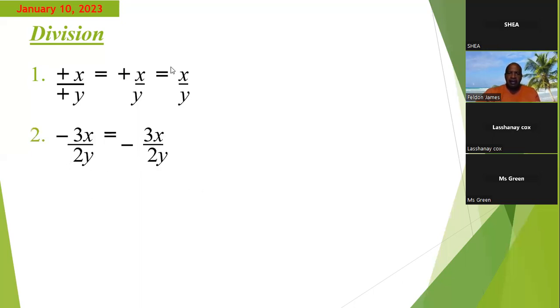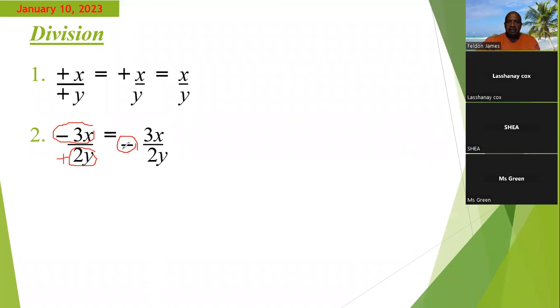The second one here, in the numerator of this fraction, we have negative what? Negative 3x. In the denominator, there's no obvious sign in front of it, but we know that this is regarded as positive. So if you're dividing a negative by a positive, the overall fraction becomes negative. So we'll have now, in the numerator, 3x. In the denominator, we have 2y. So this would be your answer. Is that clear, guys? Any question? Moving along.